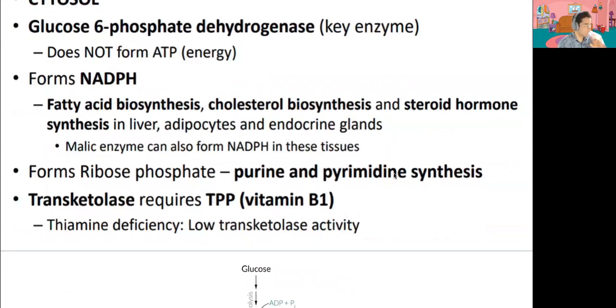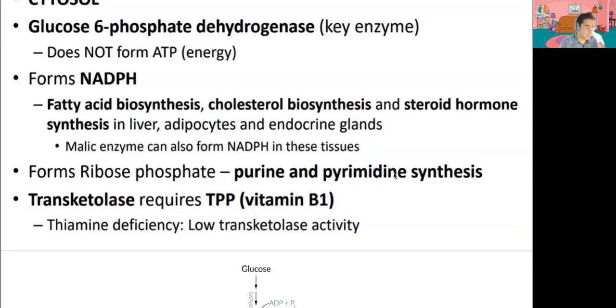Now, the other component that they like to ask about is transketolase. Why do I need to know transketolase? It's because of vitamins. They like to ask about vitamins, and there's a whole series of lectures dedicated to different vitamins and the pathways they deal with. I don't know if you've had that yet. It's probably coming up, but if they ever ask you about transketolase being downregulated or not functioning, it's because of vitamin B1 or TPP.